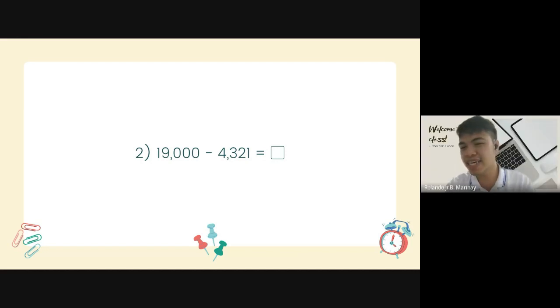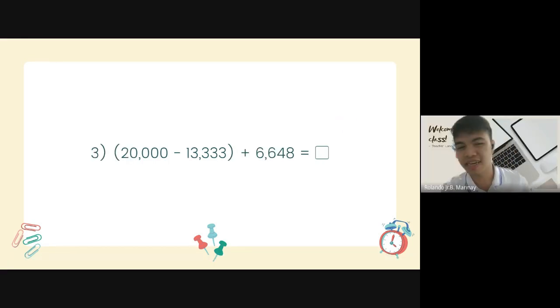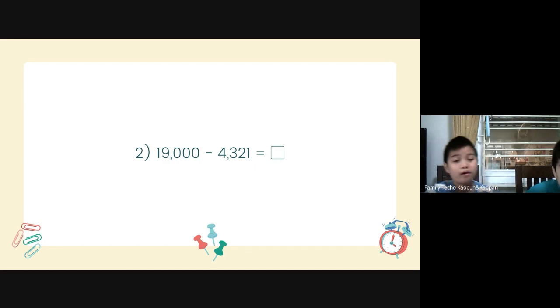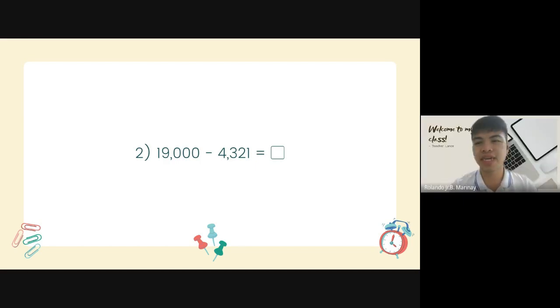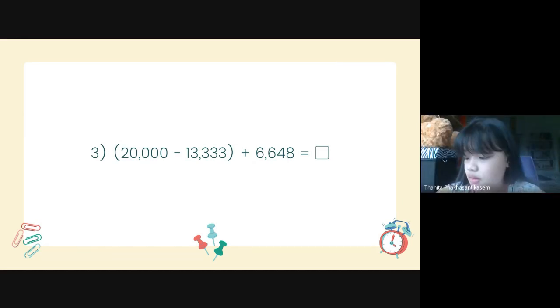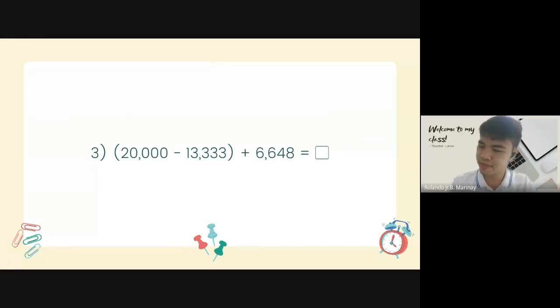Okay, are you finished in number two, kids? Finished. Okay. Number three: 20,000 minus 13,333 plus 6,648 equals blank. Min, did you finish number three? Number two again? Okay, go back to number two. Okay, finished. Number three: 20,000 minus 13,333 plus 6,648 equals blank. What is the correct answer? Is it easy? Okay, Earth is finished.